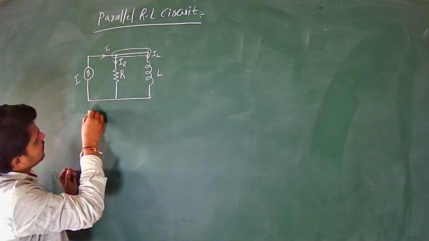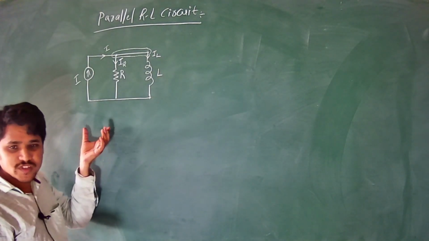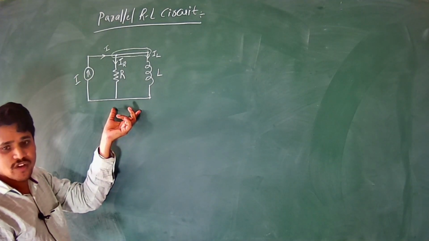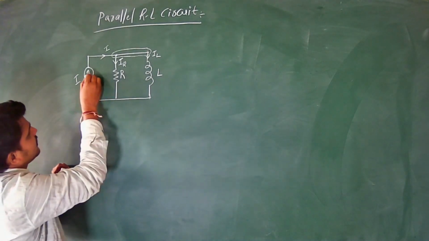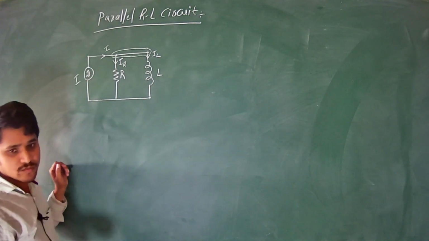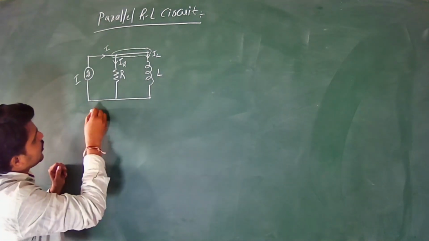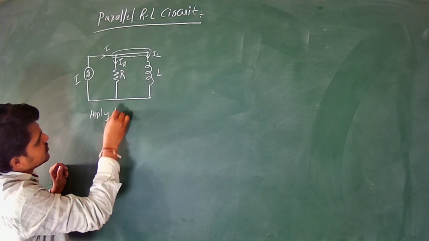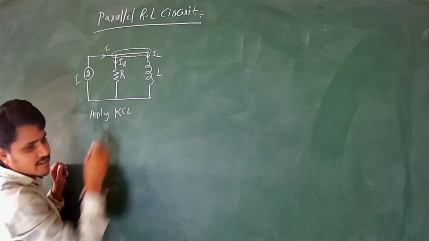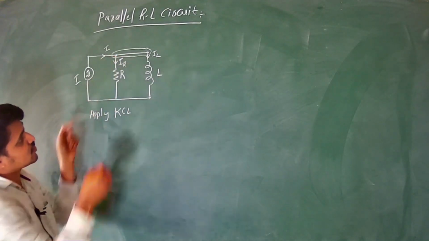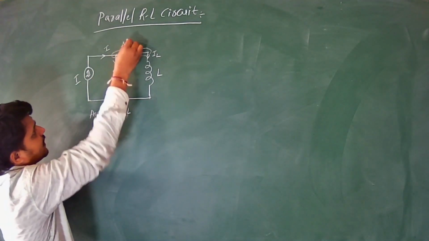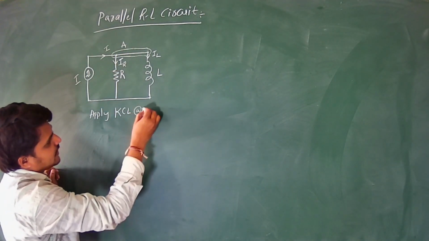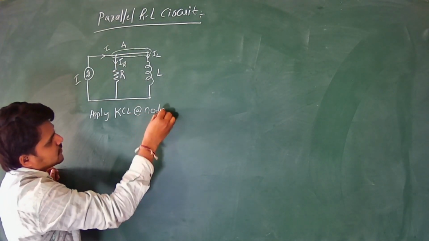Now we are going to study this RL parallel circuit, sinusoidal steady state analysis. See here, this source is a sinusoidal AC source. Now apply Kirchhoff current law at this node, let us say node A.